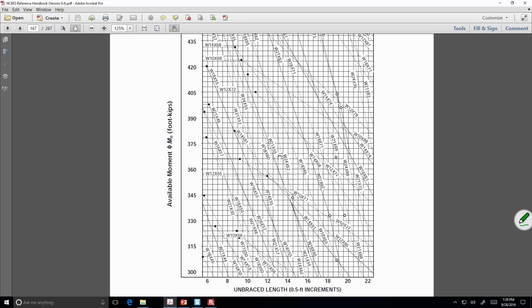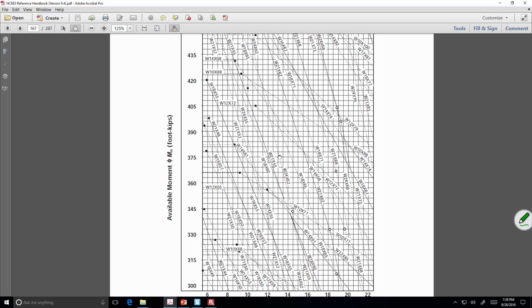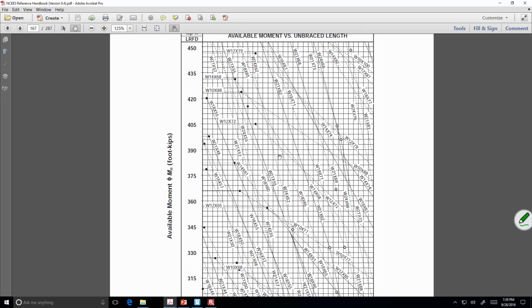Now, if you remember, we were dealing with what, a W24 by 55? Because in other ranges, they might not be so dashed. You see what I mean? And it's nice to have them because in the real world, what if a particular shape isn't available?